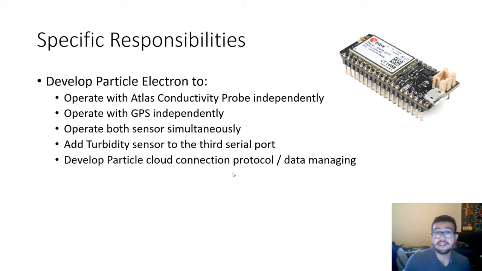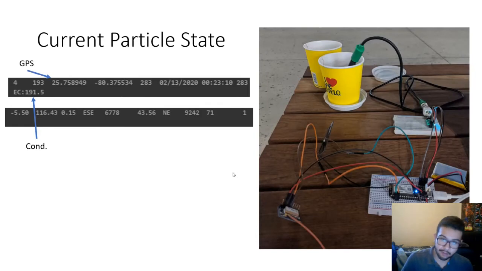One of the main issues that we're having right now, or that I know we're going to run into: we finished these two things, and although both sensors are working simultaneously, there are some things I want to work on, flesh out, and make better. This is a picture of the particle right now, our latest setup. We had the GPS and the conductivity sensor working. You can see here the conductivity probe, and this is the GPS working on the particle.